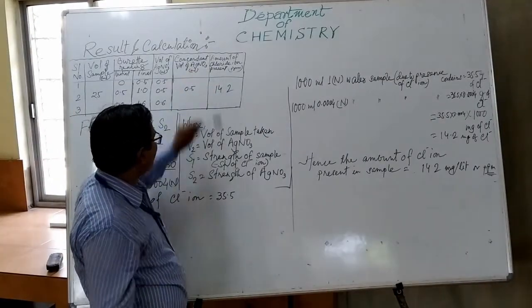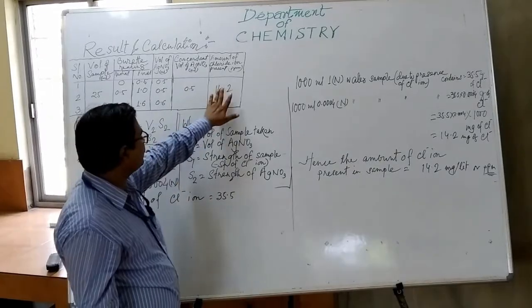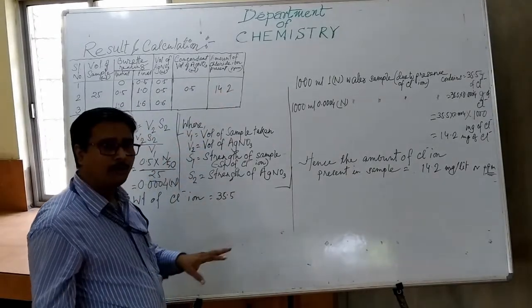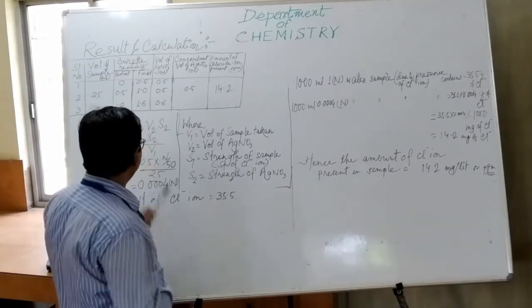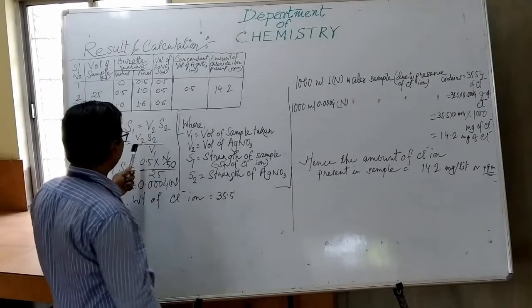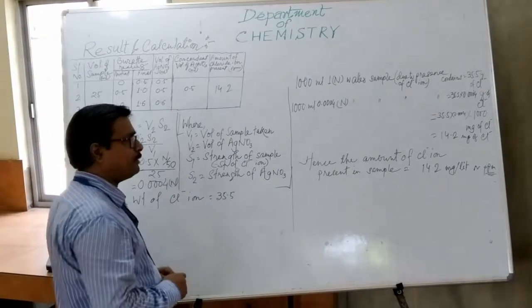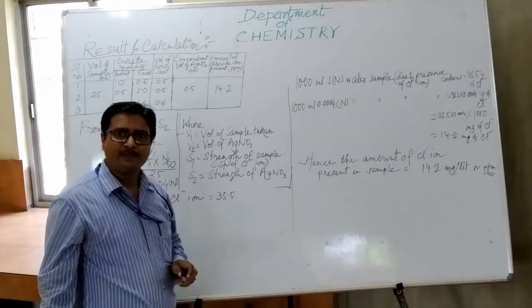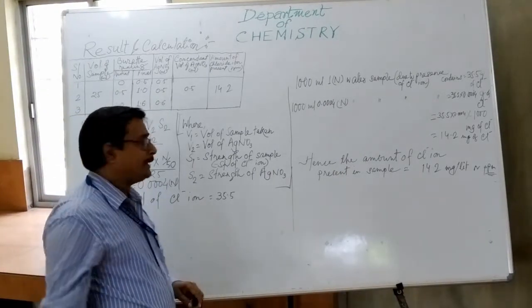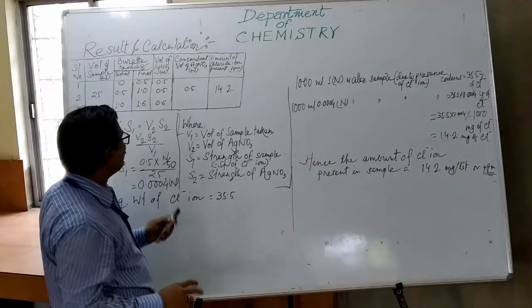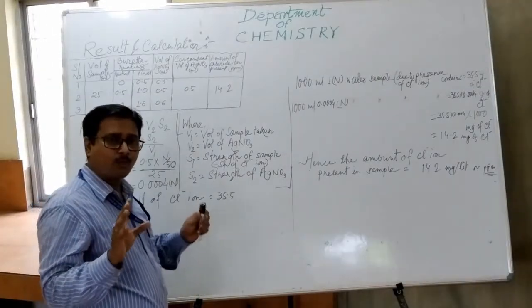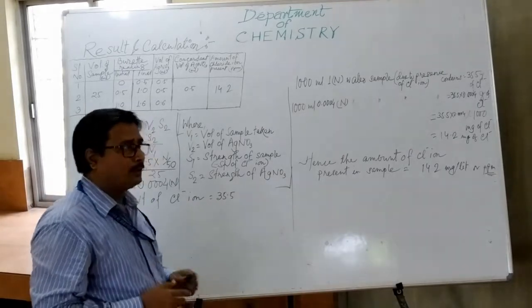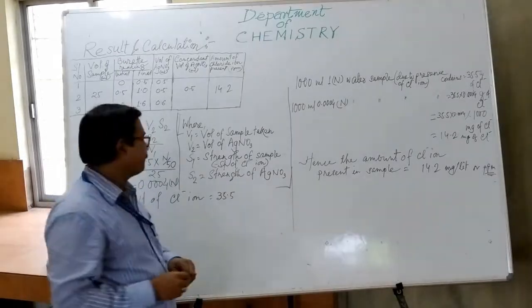Now the last column comes after calculation. It is written there, but I am showing you how you get that amount of chloride. The calculation part is very easy. We have to determine how much chloride ion is present in the sample. So first of all, we have to determine the strength of the water sample due to the presence of chloride ion.